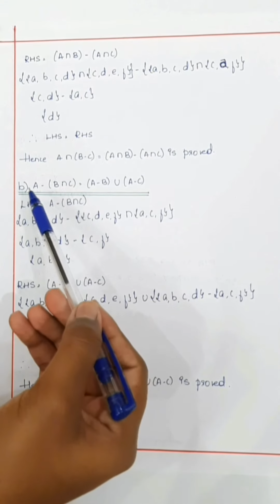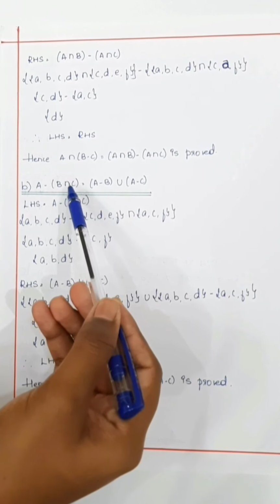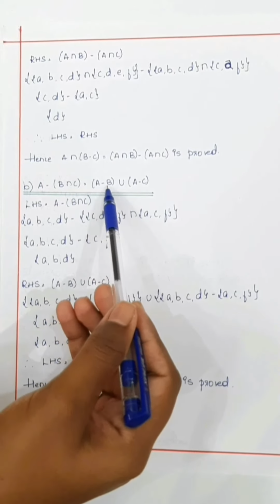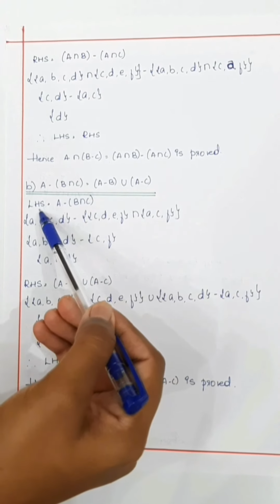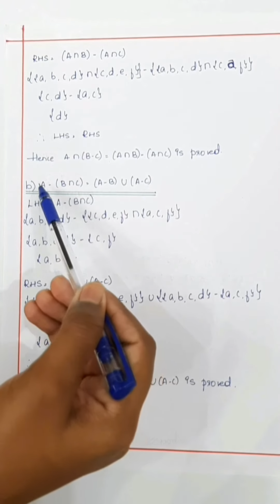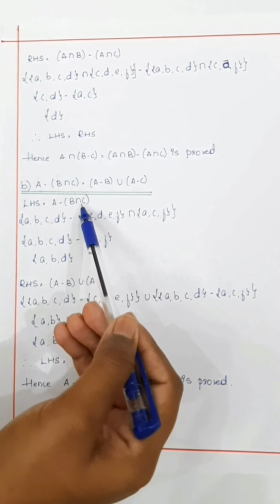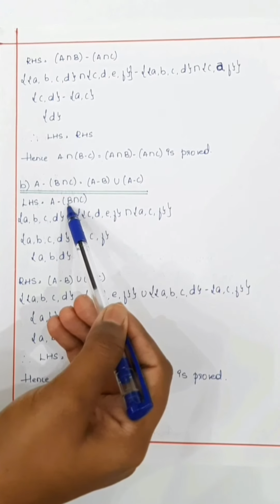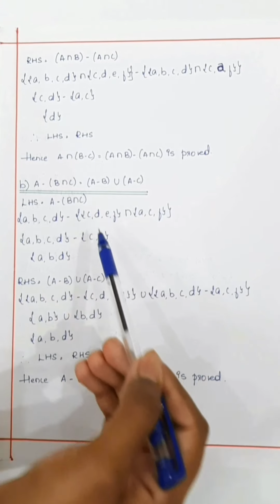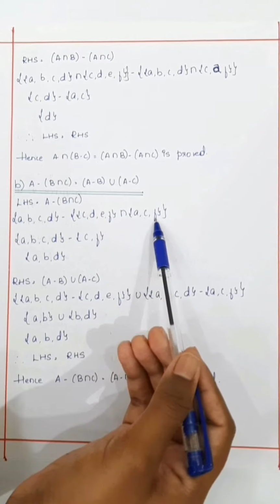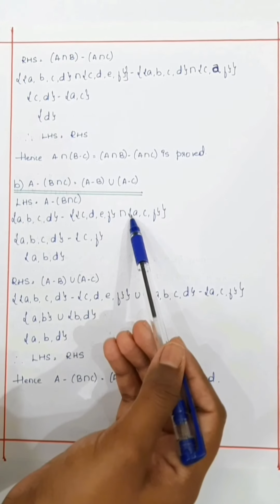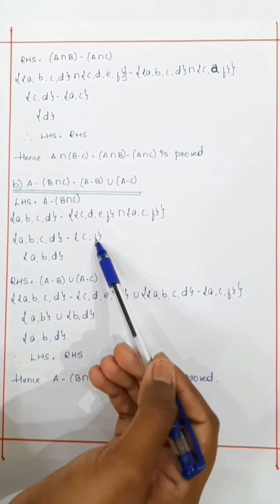Next question. A minus B intersection C is equal to A minus B union A minus C. We will solve left hand side first. A minus B intersection C. First, we'll find what is B intersection C. C, D, E, F intersection A, C, F. What is the common among these two sets? C and F is common.